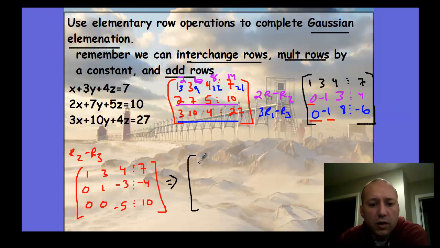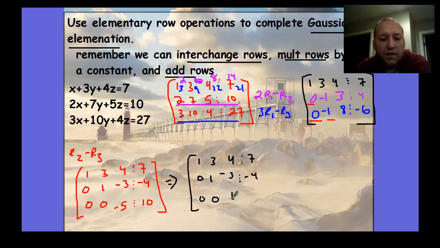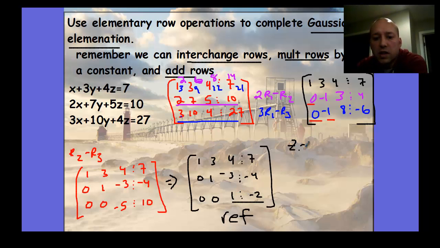And so our final row echelon form of the system is going to be divided by negative 5, so we have 1 here and then negative 2. So this is the REF form we talked about. And so we then know this equation here tells me that z is negative 2. I can back substitute that in the second equation, which right now has 0x plus 1y minus 3 times z equals negative 4.